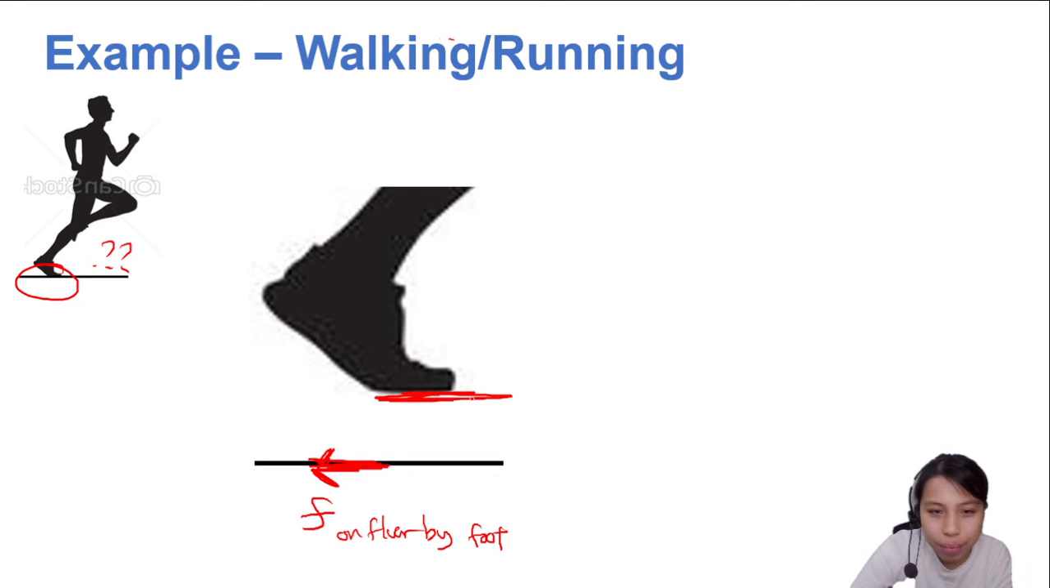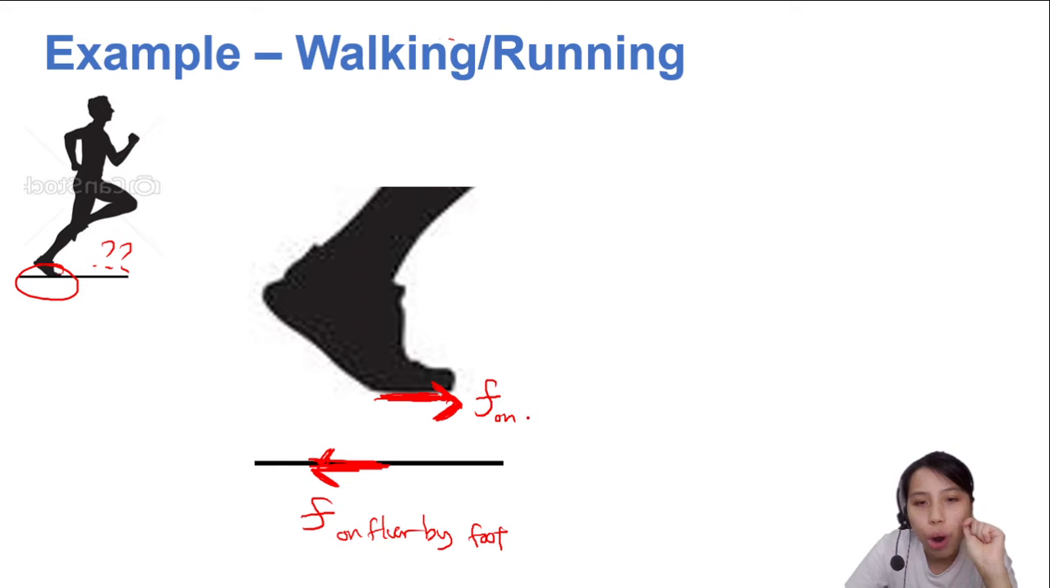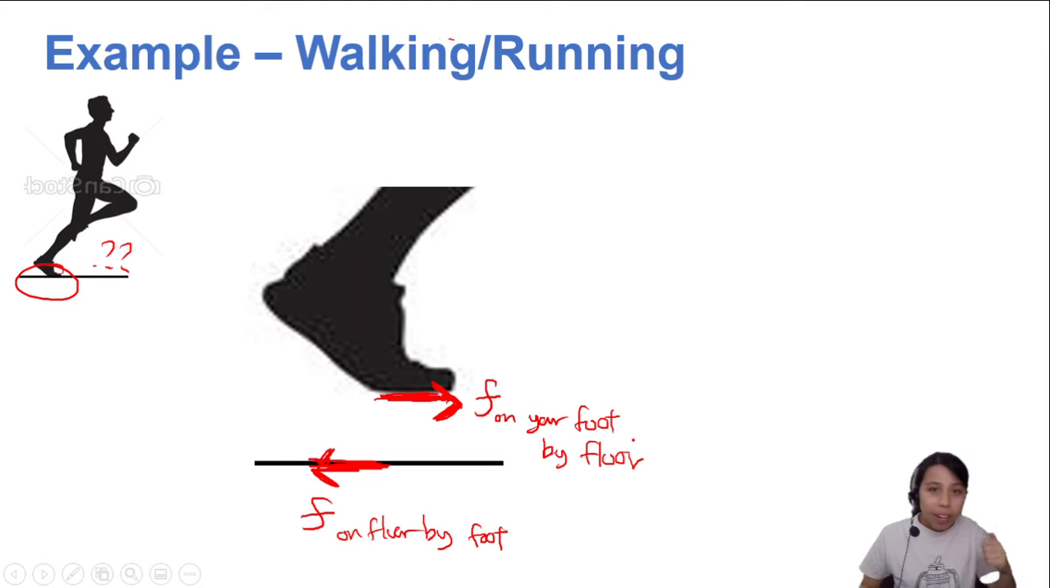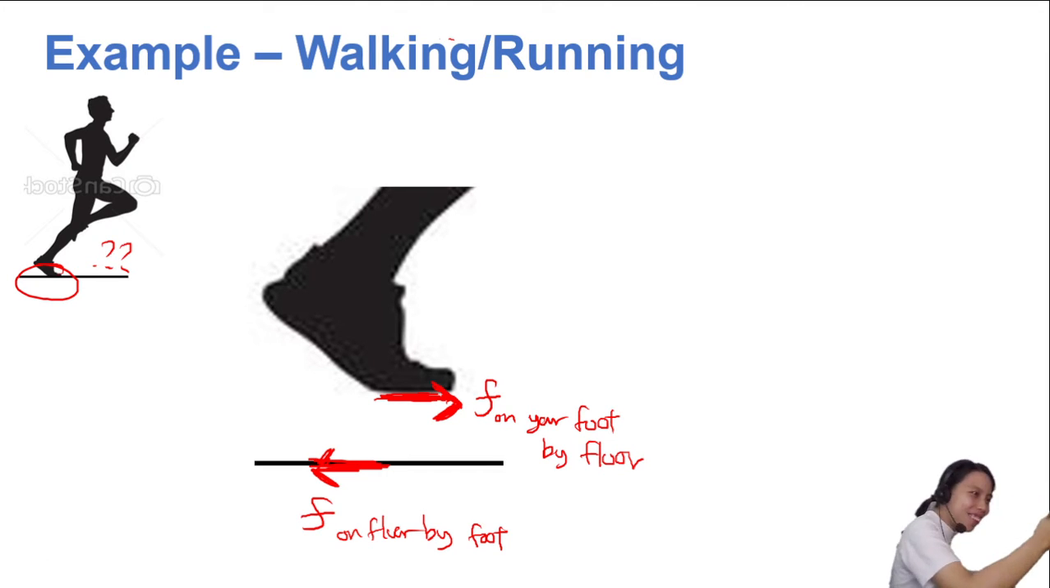So this one, too big already. Okay, never mind. You imagine they are the same magnitude, okay. There's an extra bit over there. And this one, we will call the frictional force on you, on your foot. By who? By the floor that has friction. And this is why when you walk and when you run, you can actually move forward because the floor is pushing you forward thanks to friction.